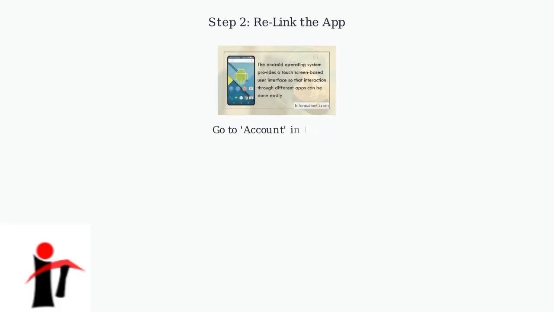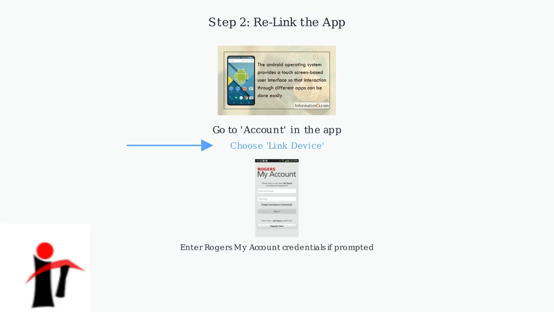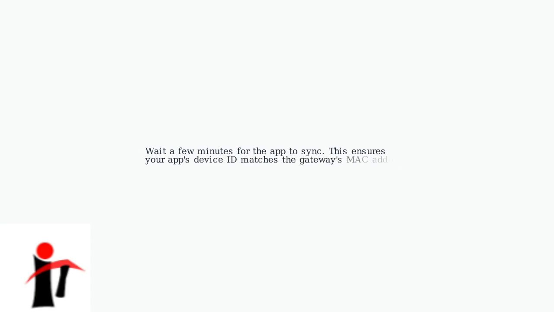Next, relink the app to your gateway. In the app, go to Account and select Link Device or a similar option. You may need to enter your Rogers My Account credentials. This re-pairs the app with your gateway. Give the app a few minutes to sync after completing these steps. This resolves the synchronization issue.